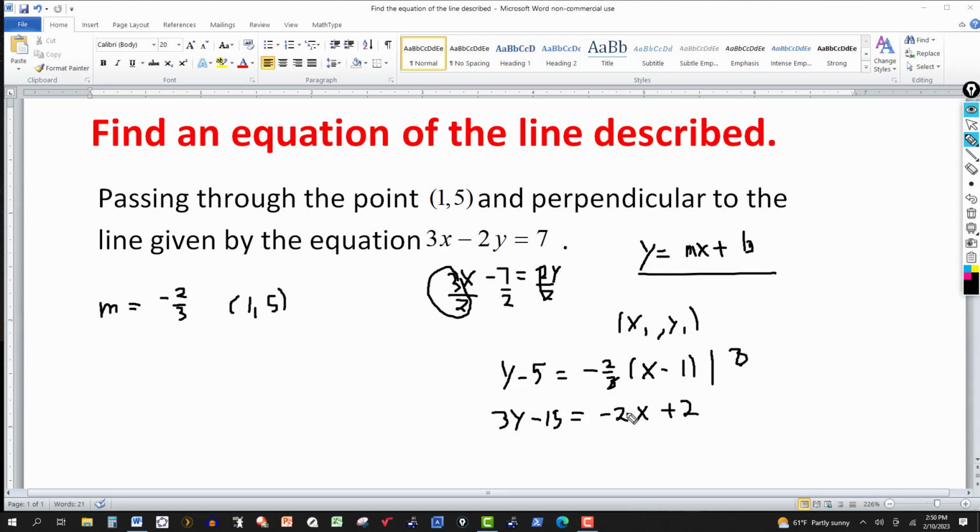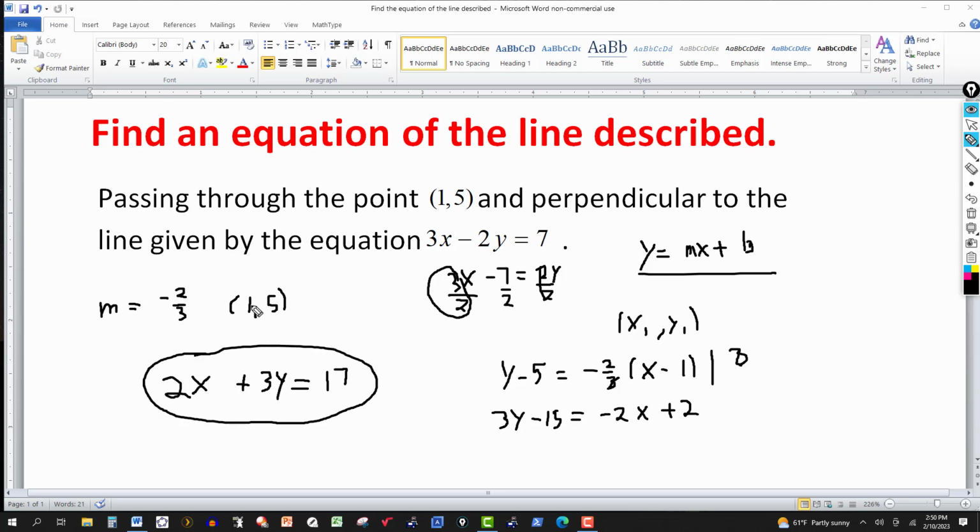And then I just want to get everything on one side. So take the minus 2x over, same thing as adding 2x to both sides, so that'll give me a 2x. The plus 3y, I leave it there on the left side. And then I take the minus 15 over to this side, change the sign, that'll be adding 15 to both sides, so 2 and 15 will give me 17. And this should be the equation that we're looking for.